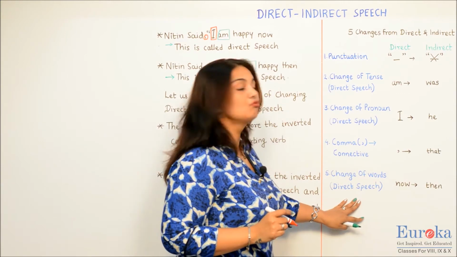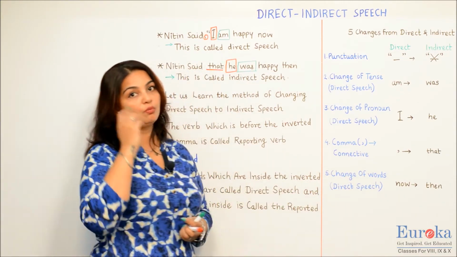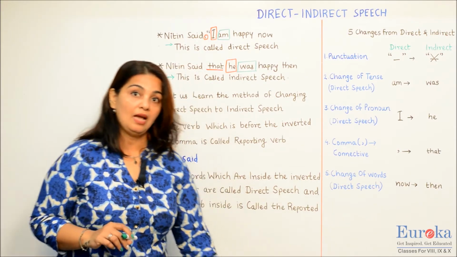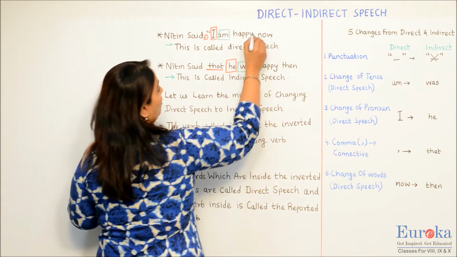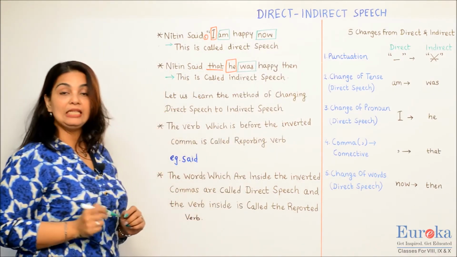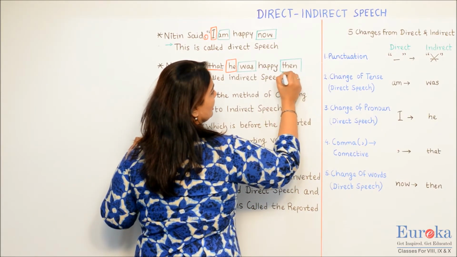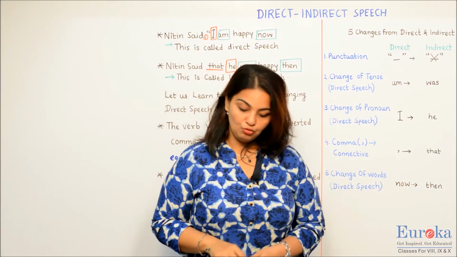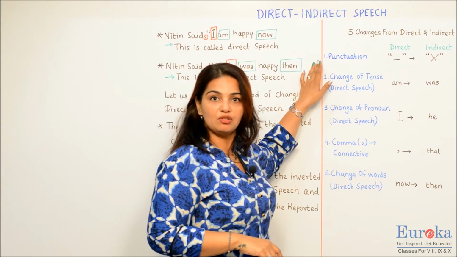And the last rule, that is the fifth one, is the change of words. Now which words over here? The word that we change over here is the time. And the word that denotes the time in your direct speech is now, which will get changed in the indirect speech to then. So students, remember the 5 rules to change a direct speech into an indirect speech. First, the punctuations.